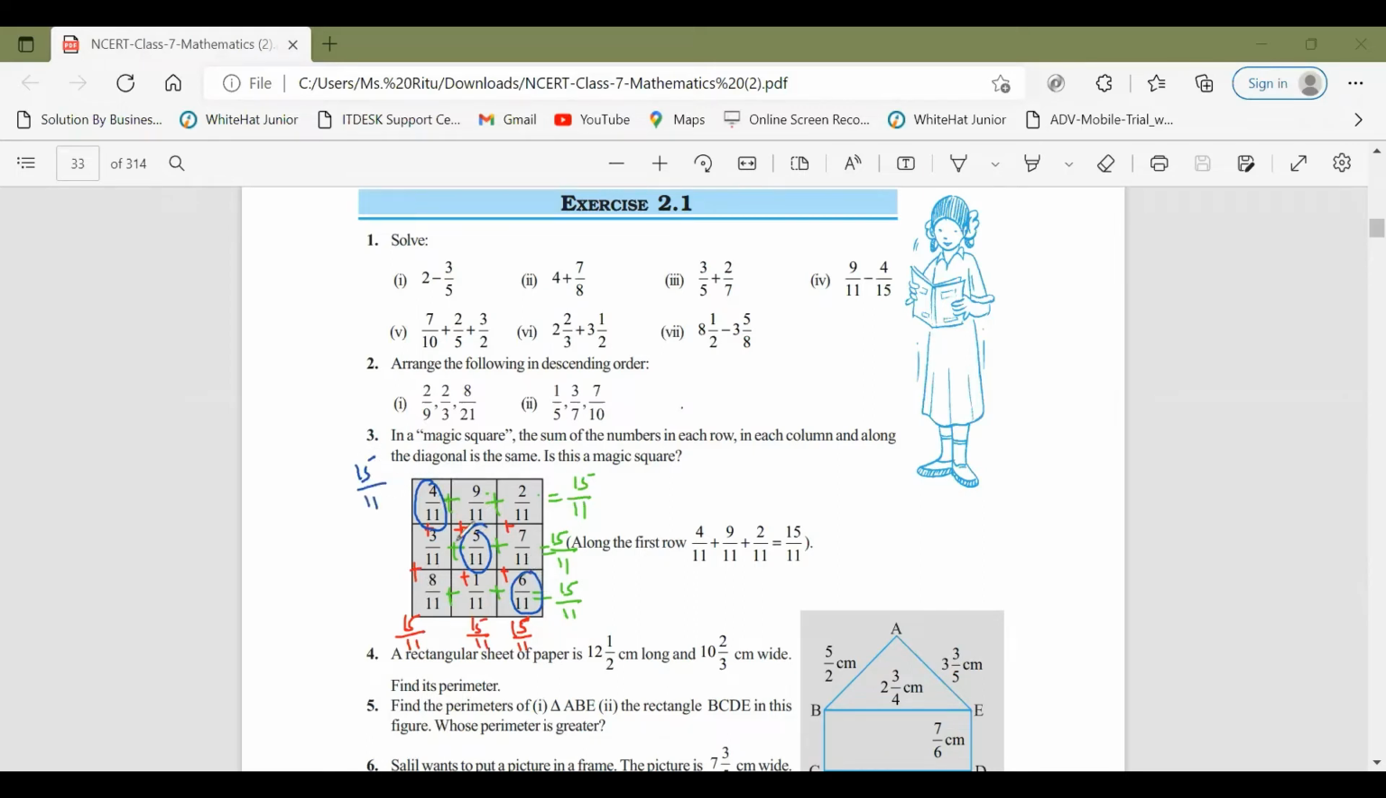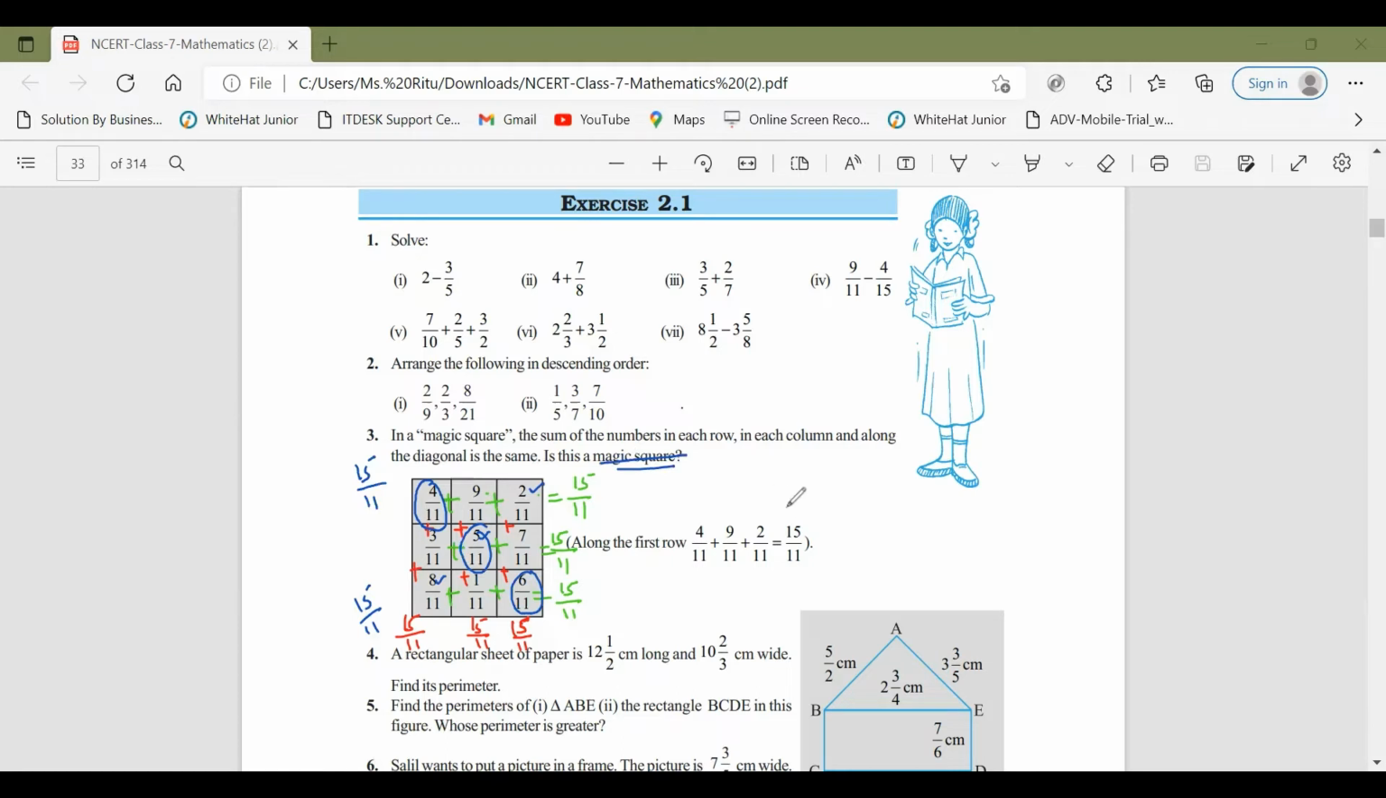Now let's add this diagonal, means this one and this one. So 8 plus 5, 13 plus 2, 15. So this is also giving us the answer as 15 upon 11. So you are checking here the sum of all the rows, all the columns, as well as all the diagonals is same, that is 15 upon 11. That's why, yes, it's a magic square.